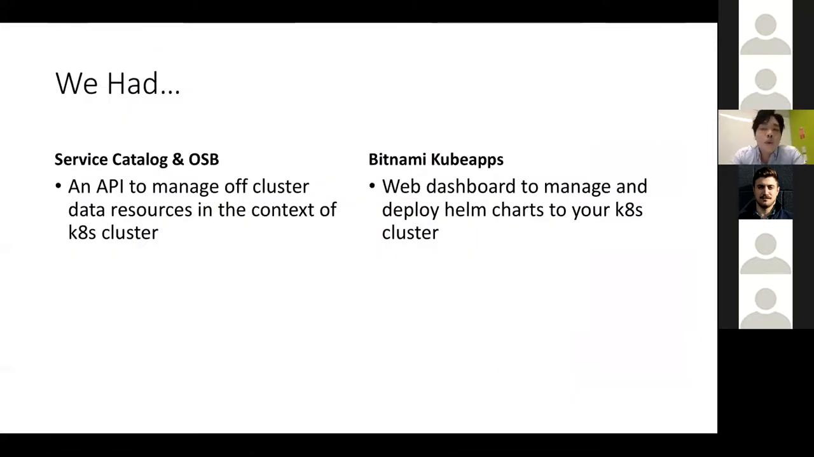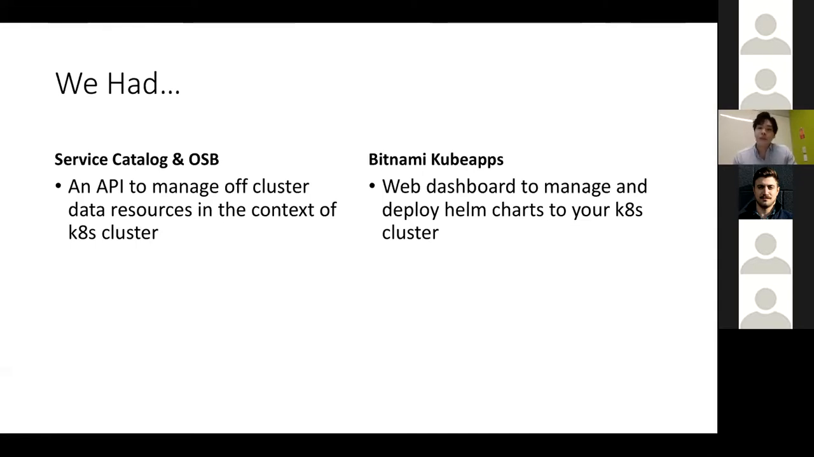So before our collaboration, we sort of had two things. We had the service catalog and Open Service Broker, OSB, on one side, and Bitnami's Apps on the other. Two separate tools living on separate ends of the Kubernetes tool shed. Service catalog and OSB, for those who aren't familiar, is an API to manage off-cluster data resources in the context of a Kubernetes cluster. So what that pretty much means is that you're able to provision and manage data services in the cloud, all without actually leaving your Kubernetes cluster.